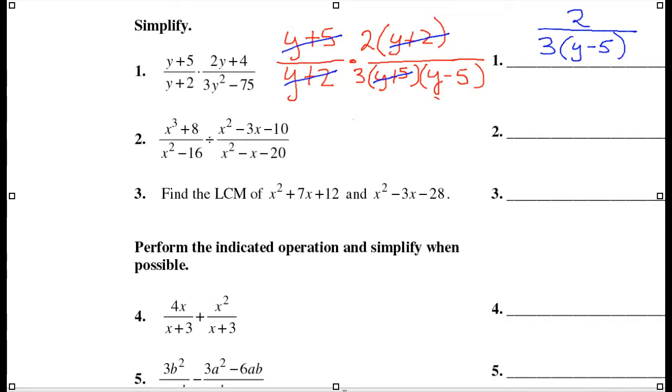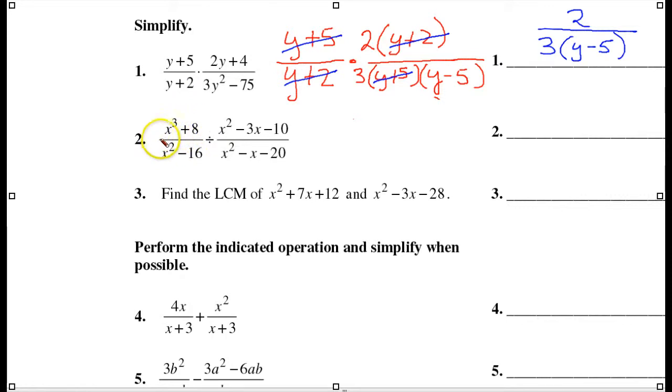And you might say, well, should I distribute that 3? And the answer is no. Leave it in the factored form. So you have simplified number 1 through canceling out common factors, and there is your answer. Now, if you did multiply this through, that would still be correct. All right, let's look at number 2 for a moment now.